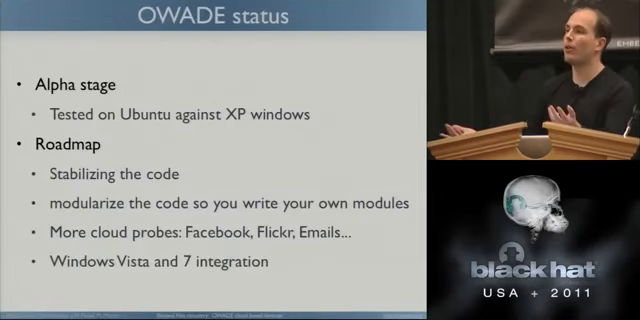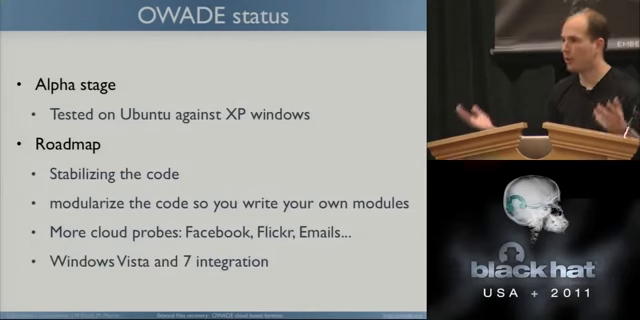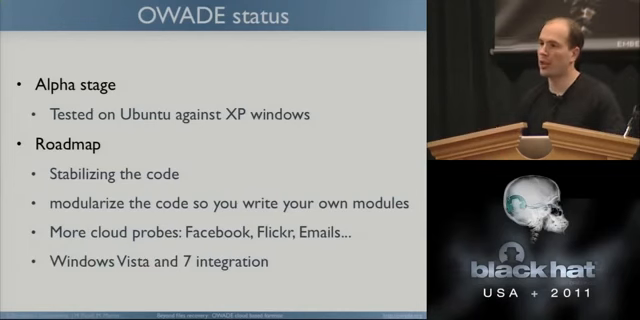So how is OWADE currently? What are you going to get if you go to the OWADE page and you want to use it? Well, right now you have to check out the code because it's very unstable. It's alpha stage. We know it works on Ubuntu. So if you have Ubuntu 10.10 or 10.4, you can run it, you can download it. We have an install file, it's going to work. It only works against XP images.